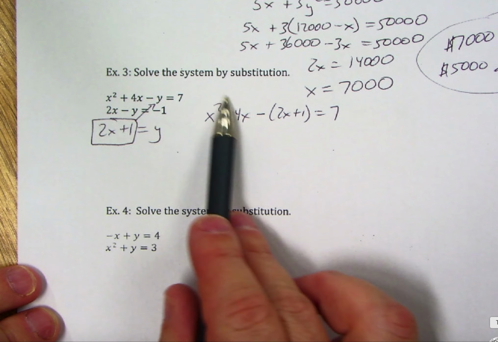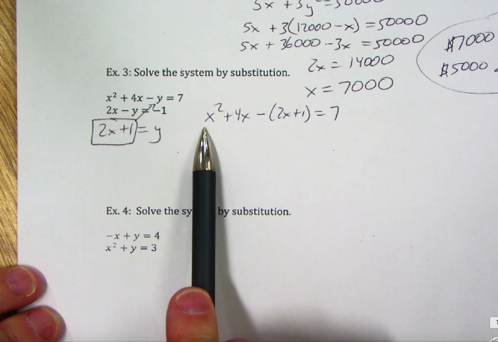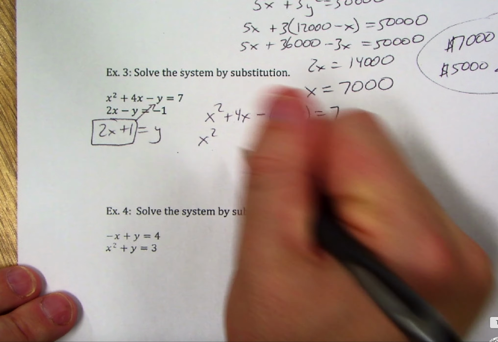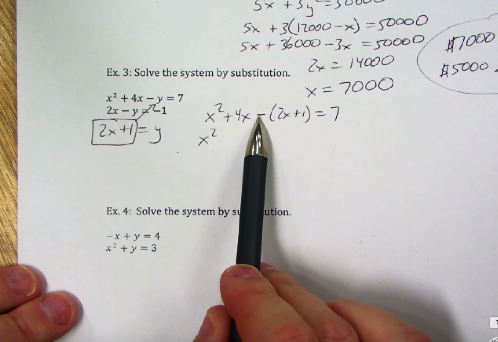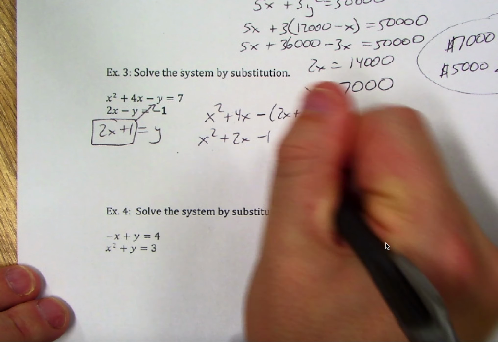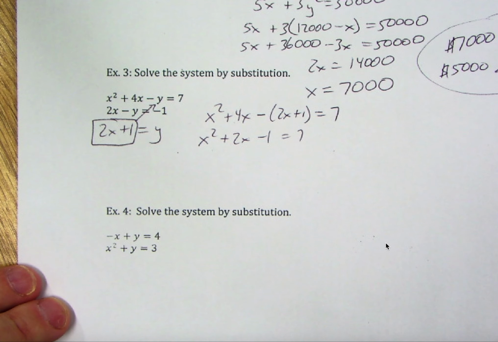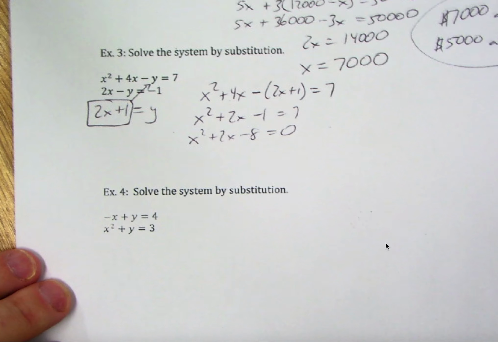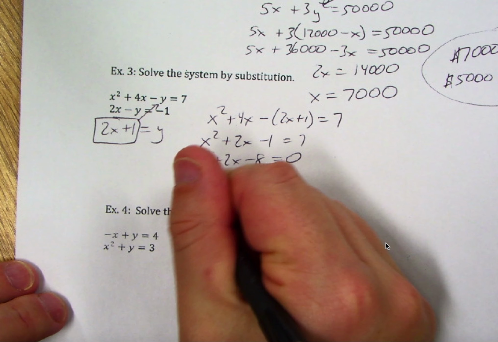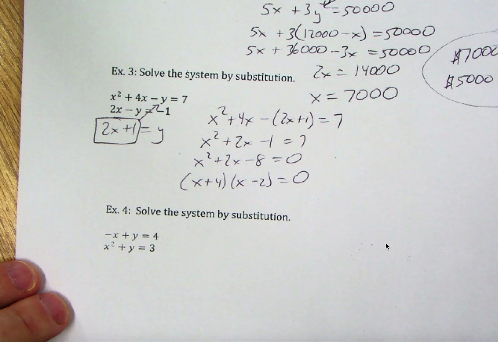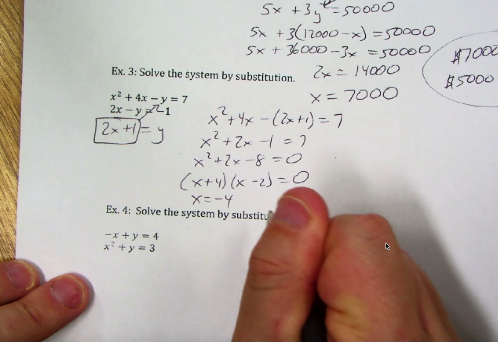And now I have a quadratic to solve, and hopefully it's ingrained in you guys. When you have a quadratic, move everything to one side. Set it equal to 0. If I distribute the negative, that would be minus 2x minus 1. So let's see, 2x minus 1. Subtract 7. And now we can use quadratic formula, or we can factor. I'm going to factor this. And so x is negative 4, and x is 2.